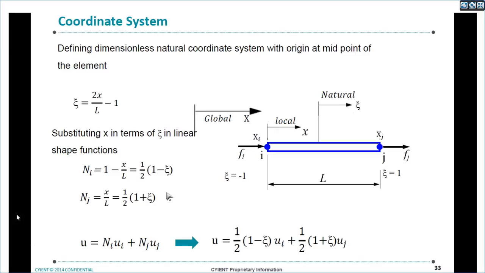This is our shape function equation in terms of displacement. We will try to substitute the shape functions here in terms of natural coordinates.